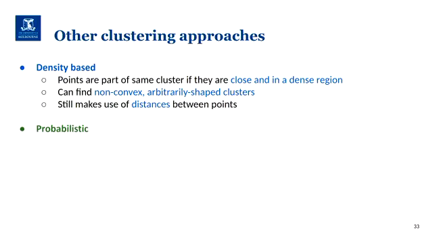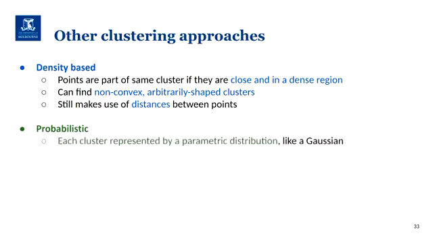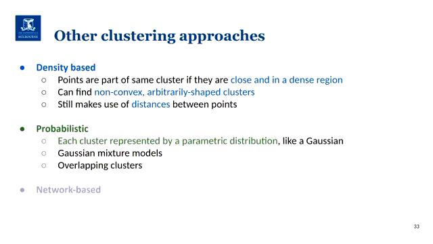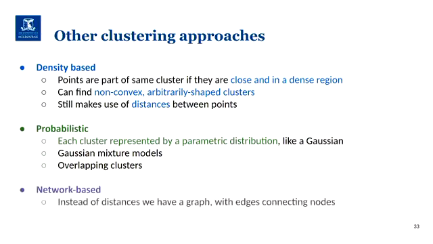There are also probabilistic approaches that represent each cluster as a parametric distribution. For instance, Gaussian mixture models allow for overlapping clusters, and we could have network-based clusters. Instead of distance, in the graph we count the edges and the connecting nodes, and we find regions in the network that are densely connected. For instance, this could mean, in protein-protein interactions, proteins that are somehow related functionally.